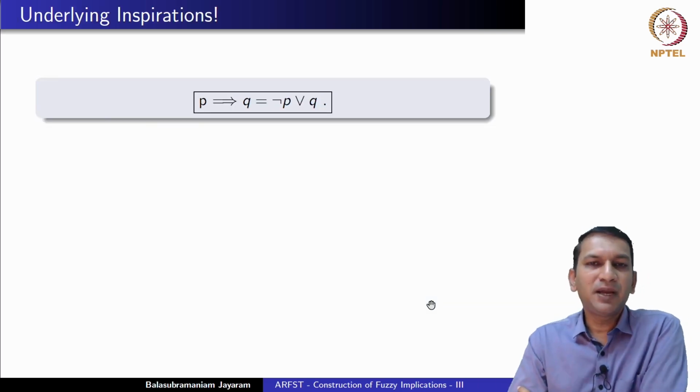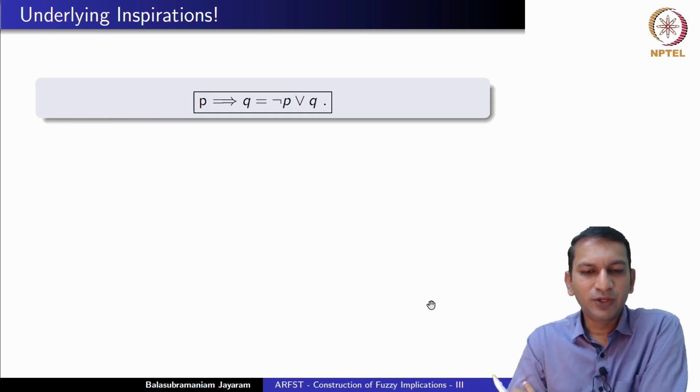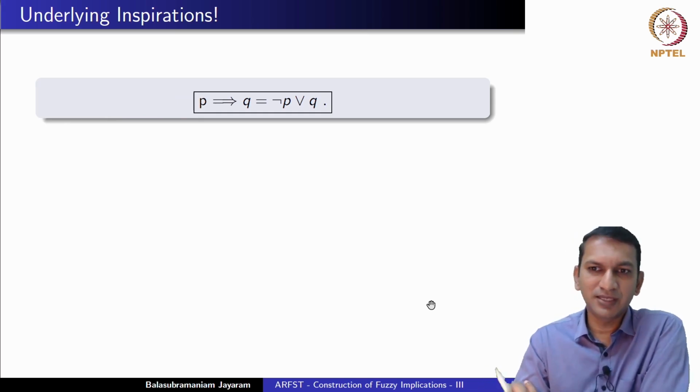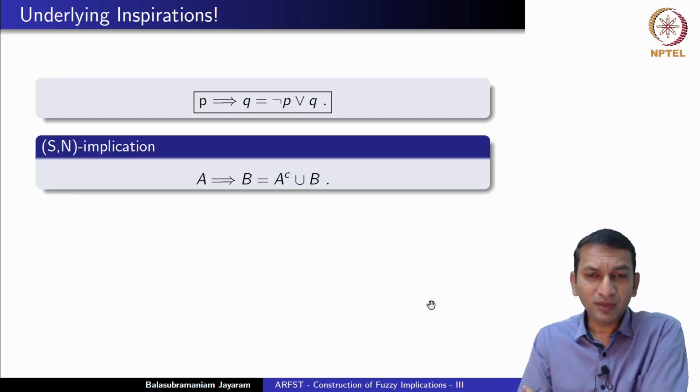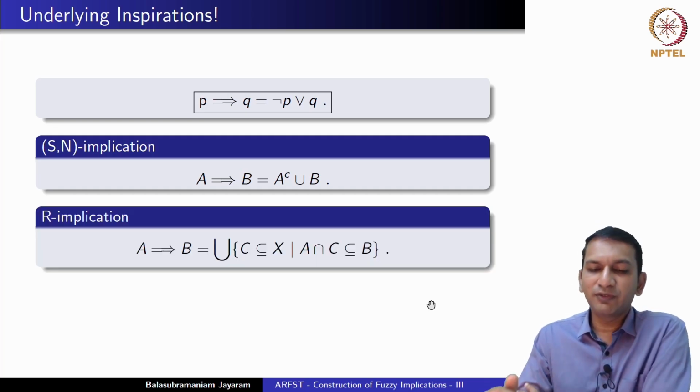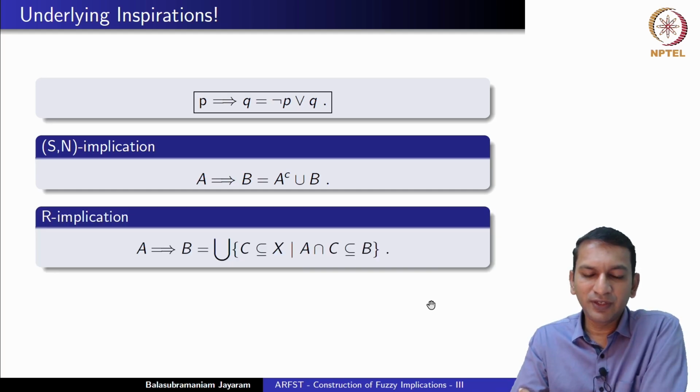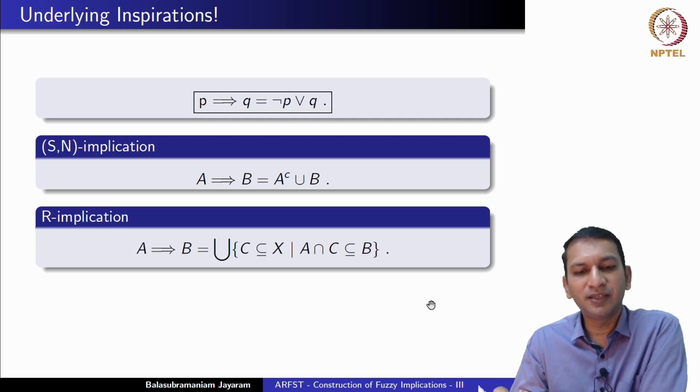Well, let's get back to what we started with. We know that P implies Q can be represented as negation P or Q in the classical setting. Using this, we moved into the set theoretic framework and said, okay, it could be also looked at as A complement union B. Later on, we further gave another equivalent definition in terms of finding the largest subset C of X whose intersection with A is contained in B. These two gave rise to the families of S N implications and R implications.